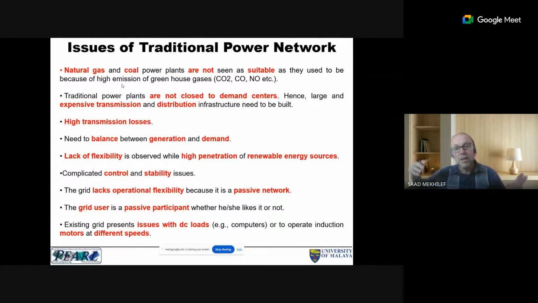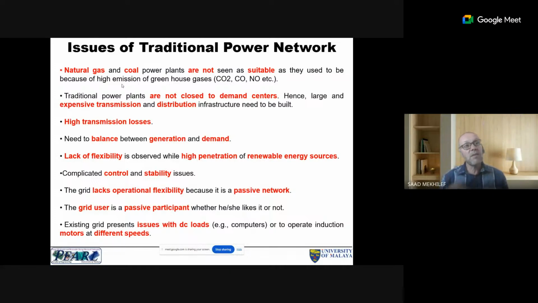For example, when you have a coal power plant, you cannot put the coal power plant inside the city. It has to be far away because there is a lot of emissions, there is a lot of dust and so on. The same thing goes for a nuclear power plant, for example. It has to be very far away.